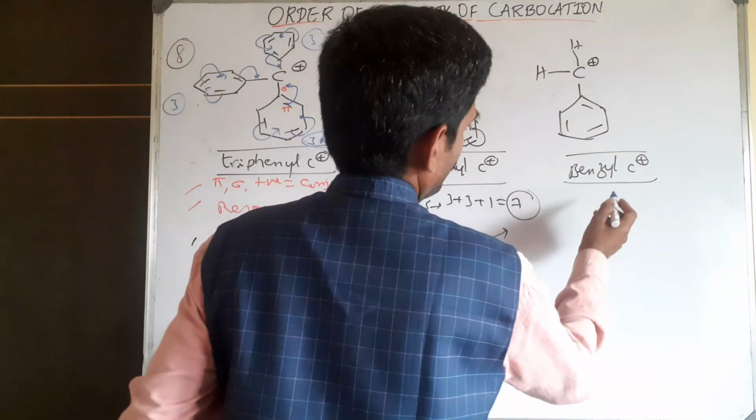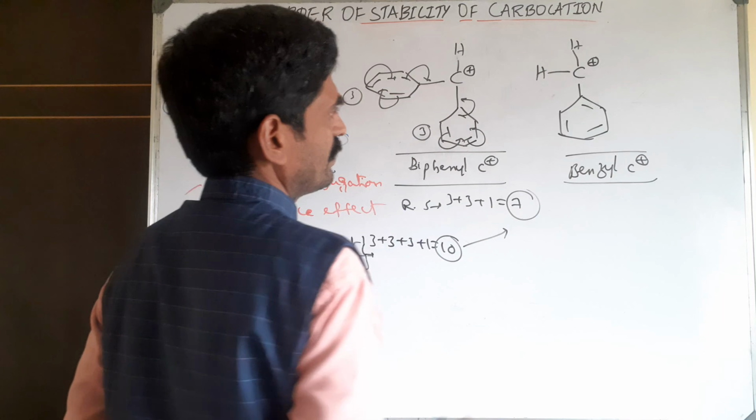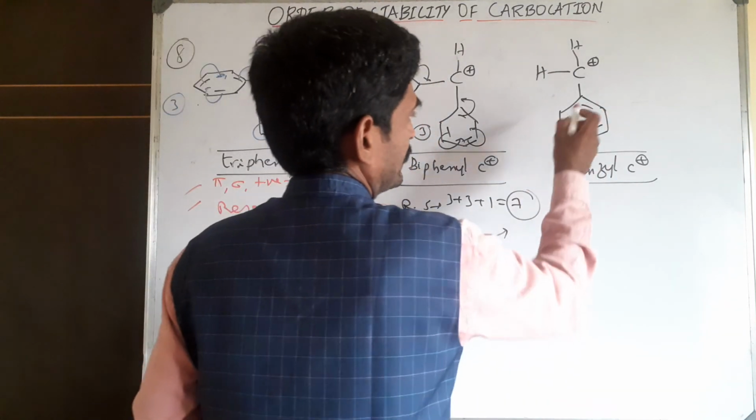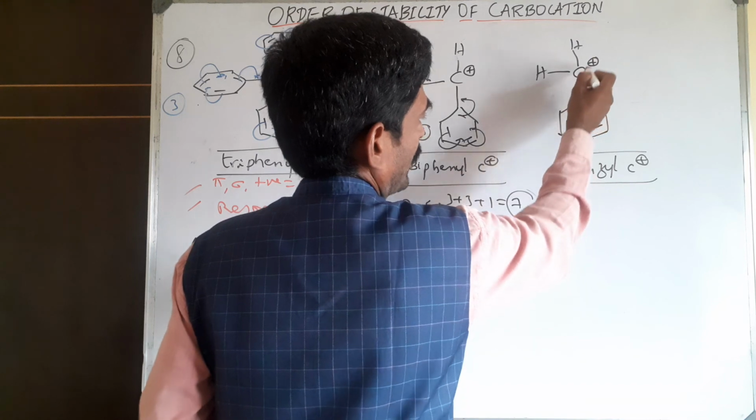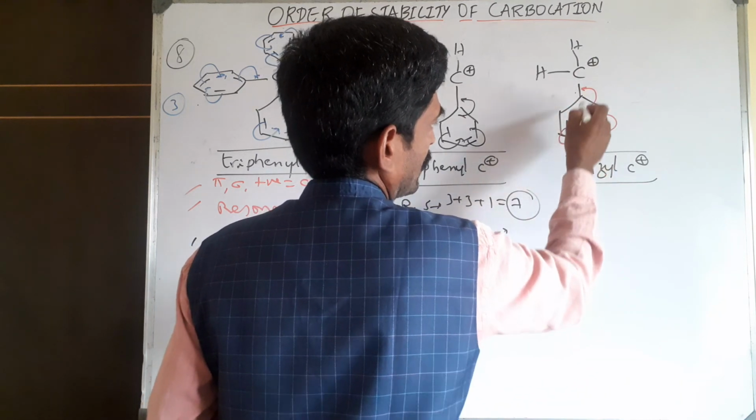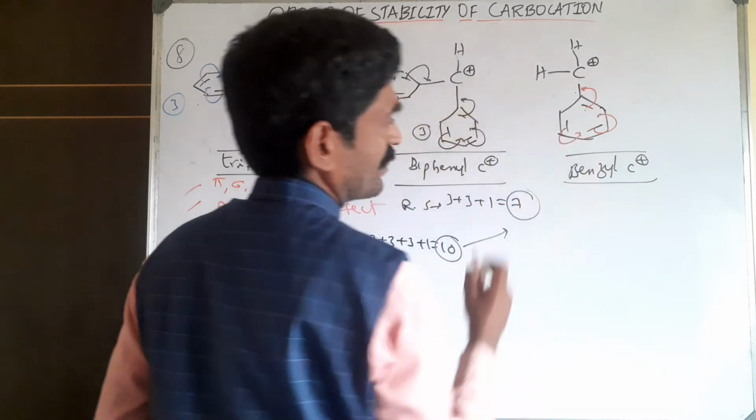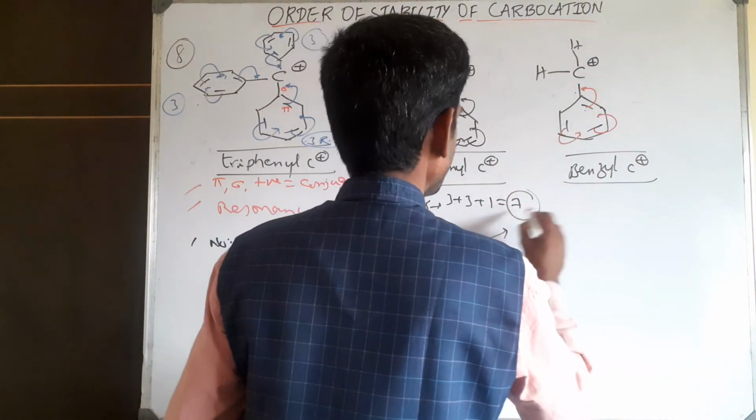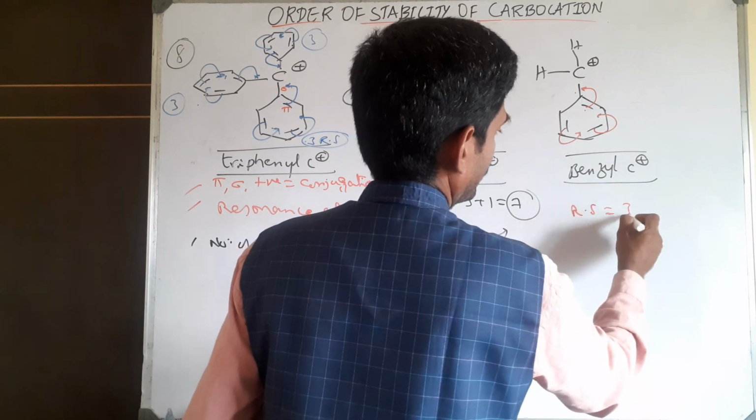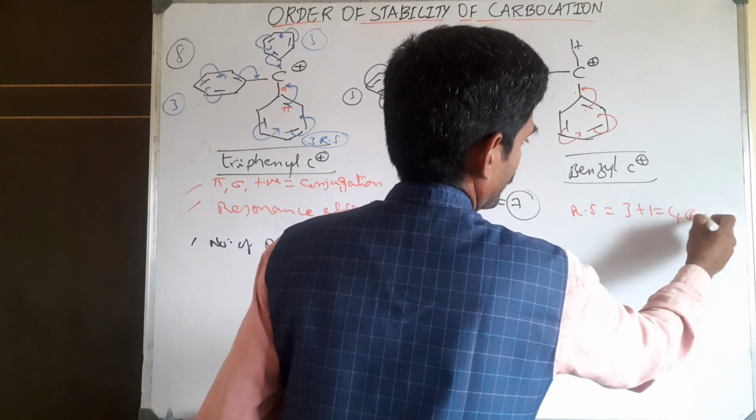And here this benzyl carbocation. These are pi electrons, so here conjugation is there: pi bond, sigma bond, positive charge. So these are delocalized and make a double bond, and it is going to be stable, right? Then how many resonance structures can it form here? There are 3 plus 1, totally 4 resonance structures you will get.